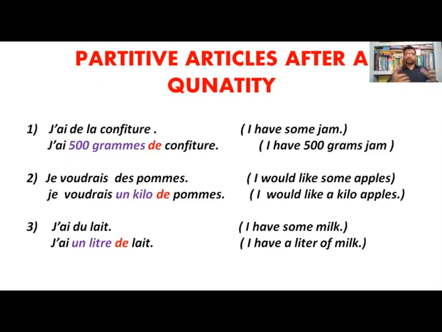So Urdu और French में 100 को 100 ही कहते हैं. सही 500 बस नून गुन्ना लगाना होता है. 100 nasal sound आता है. J'ai 500 grammes de confiture. Confiture. J'ai 500 grammes de confiture. I have 500 grams of jam.